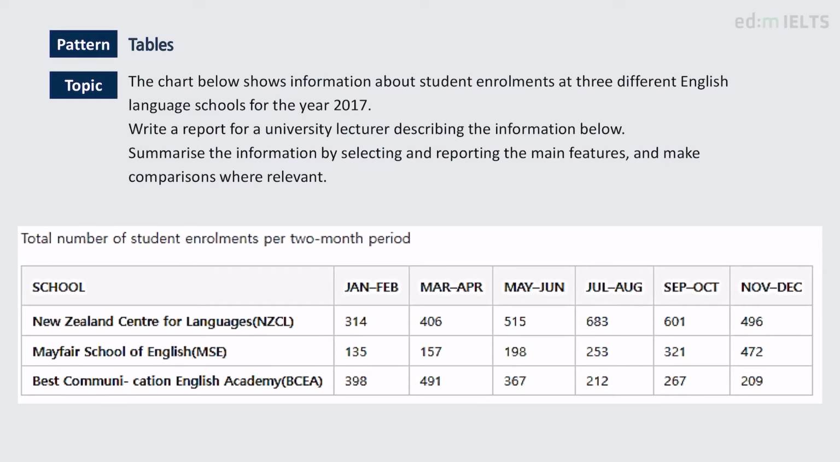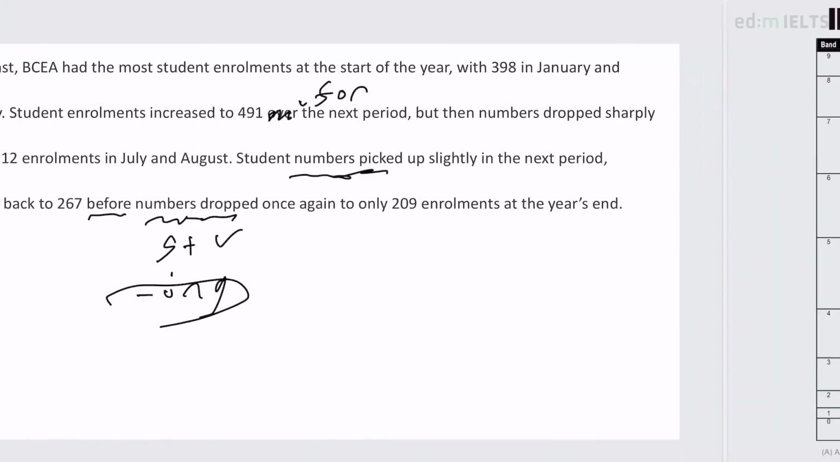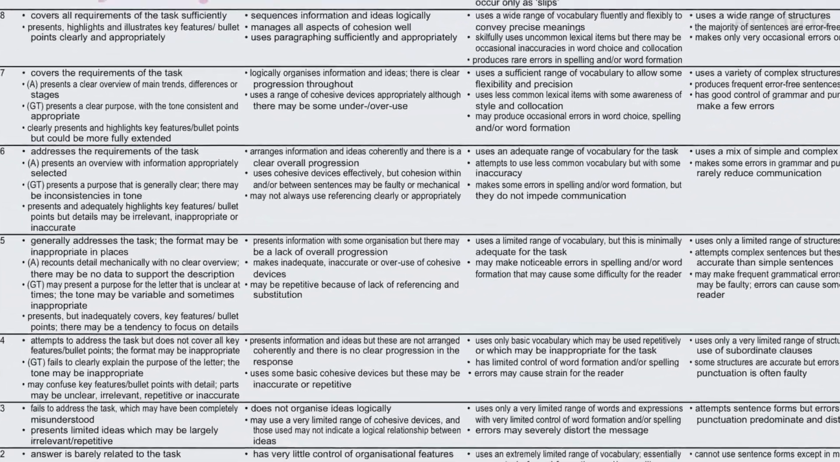Another thing is it is the number of student enrollments per 2-month periods, but that is actually not mentioned in the student's answer, which is why I added something to make clear that we're talking about the numbers every 2 months. So it's very good, but I couldn't say it's perfect. I couldn't say it's 9, fully developed in every way.